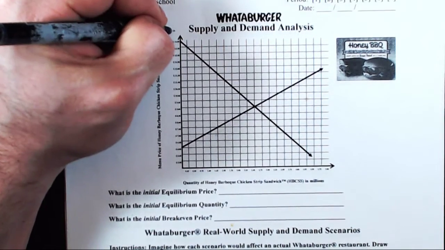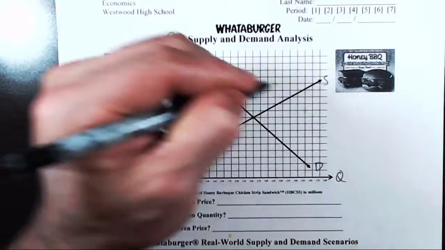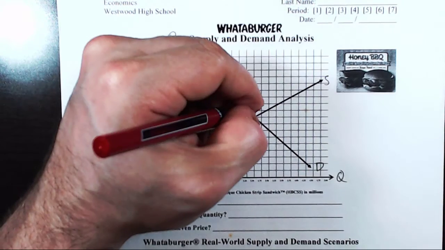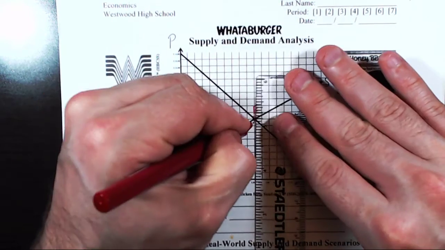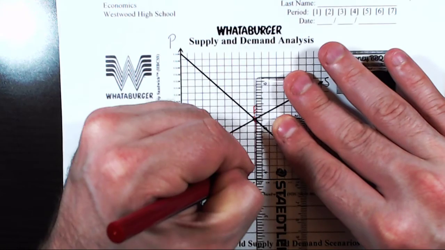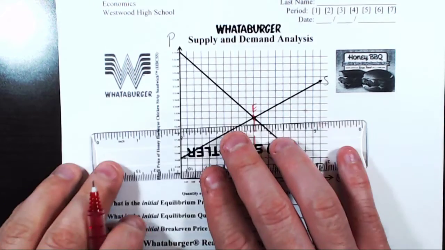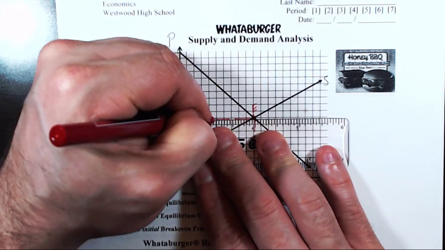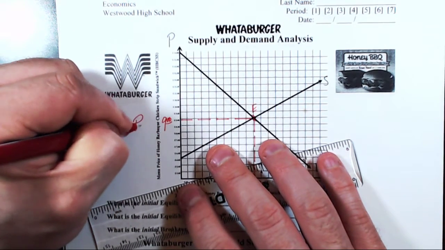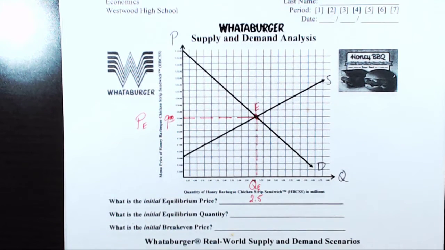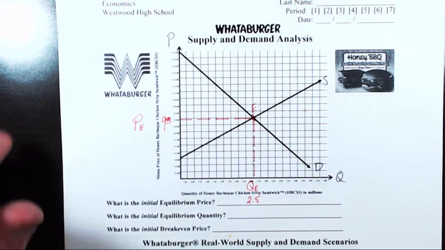Let's relabel our curve. Price, quantity, supply, and demand. I've got my equilibrium point right here, and I've got my equilibrium quantity right here, that's Q sub E, and that's 2.5 million. And I've got my equilibrium price right here. That's $9, okay? And that's the price equilibrium. Well, now we're ready to look at scenario number 6.